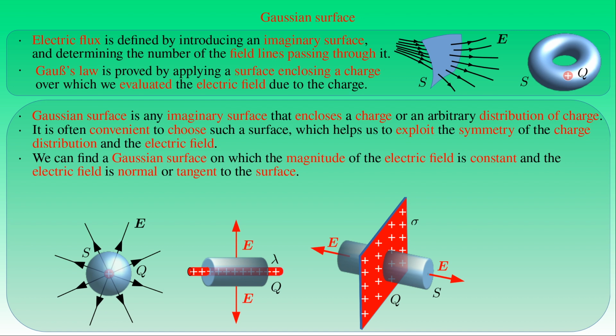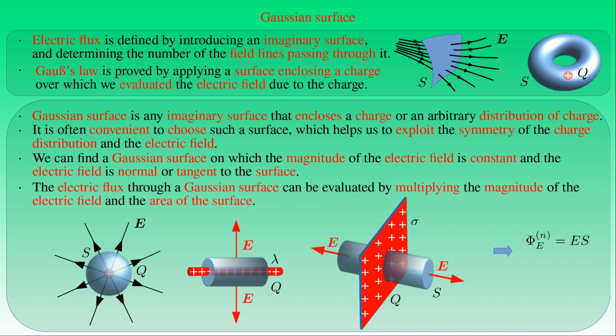These examples demonstrate that we have two cases in the calculation of the electric flux through Gaussian surfaces. Where the electric field is normal to the Gaussian surface and its magnitude is constant, the electric flux through the surface can be evaluated by multiplying the magnitude E of the field and the area S of that portion of the surface. Where the electric field is tangent to the Gaussian surface, the field lines do not cross the surface, therefore the electric flux through that portion of the surface vanishes.